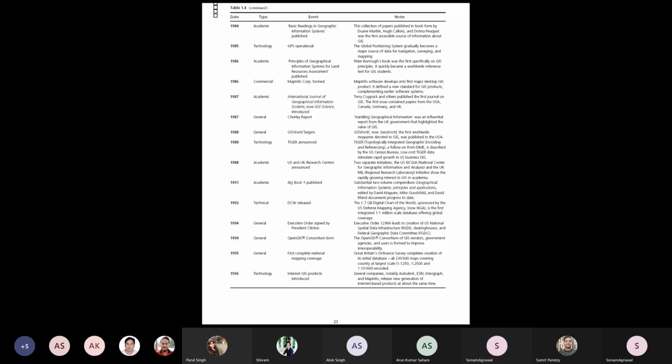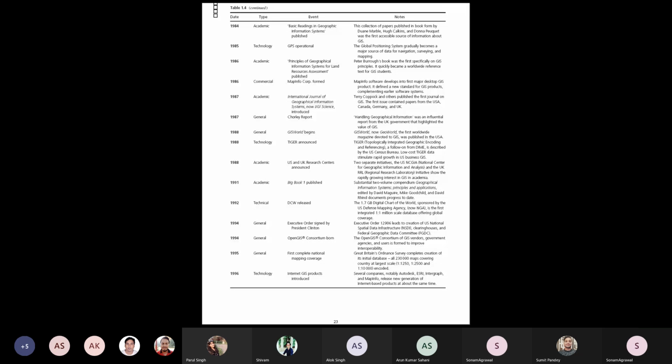Then MapInfo, another firm that gives GIS software, was established in the year 1986. Then in the year 1988, you can see after 2, 3 entries, TIGER was announced. What is TIGER?